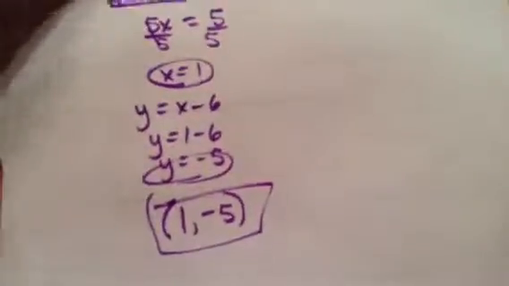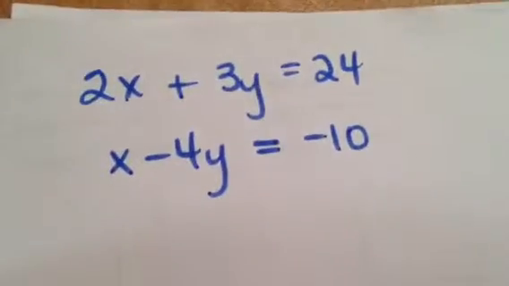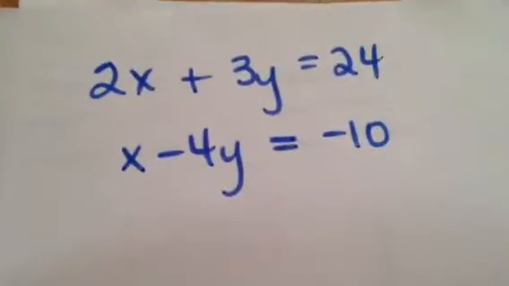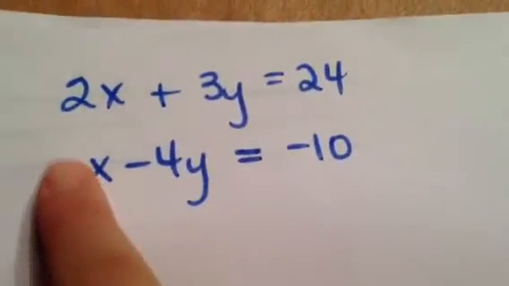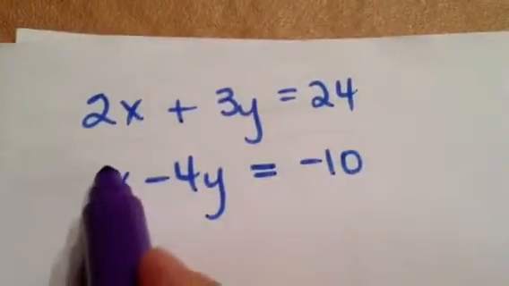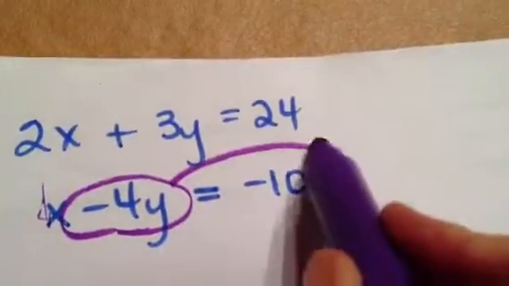Okay, let me see if I can squish one more in real quick. Notice this one. You remember the first thing you have to do is get a variable by itself, and they don't have a variable by itself. And I would probably pick this guy because this coefficient right here, this number, is a 1. So it just makes it easier. So I'm going to take him, throw him on the other side.